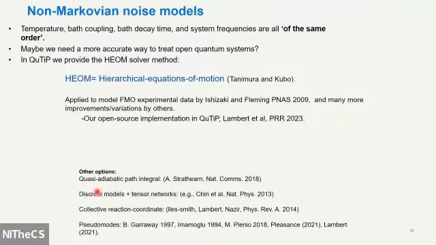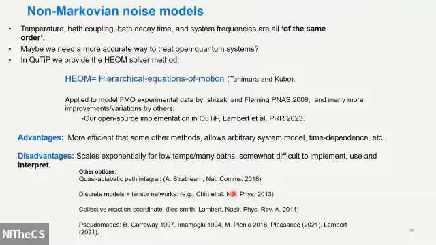And there's also, I quite like these discrete models. So what these guys do is they essentially take that original Hamiltonian, fiddle around with it a little bit, and try and literally model as many modes in this environment as they can with tensor networks. And this is nice in some sense because it's a more physical model.